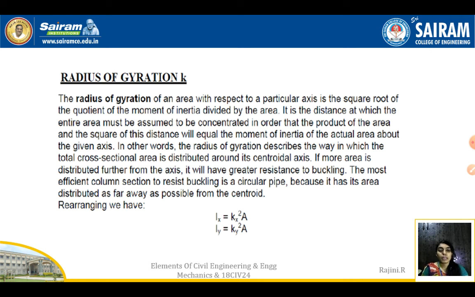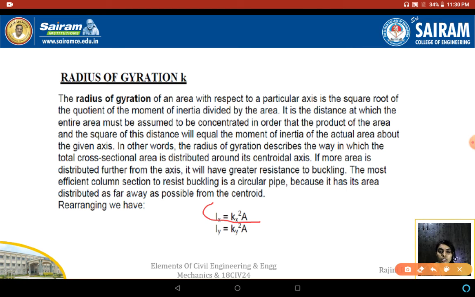That means, for example, in the inertia, Ix is equal to kx square into A, Iy is equal to ky square into A. So here we are taking the radius of gyration as indicated by k. If you want to solve for the x-axis, we mention it as kx, and if you are solving for the y-axis, we take it as ky. And the most effective column section to resist buckling is a circular pipe, because it has its area distributed as far away as possible from the center. So that's why radius of gyration is useful.